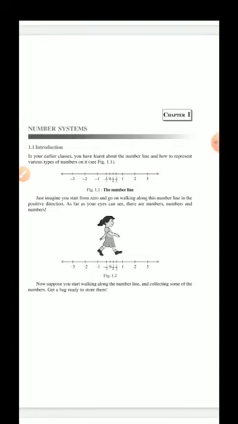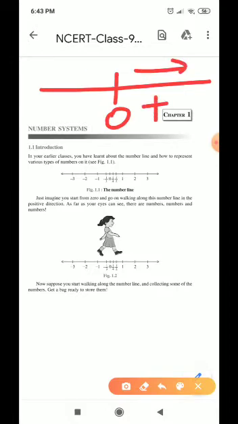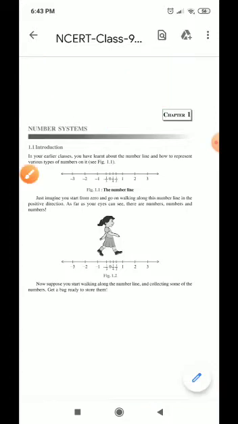Today we will start our very first lesson, that is number system. About the number system we have studied so far. Suppose we have one line. At the middle, as we know, there is 0, and towards this side all the positive numbers, and towards this side we have all negative numbers.